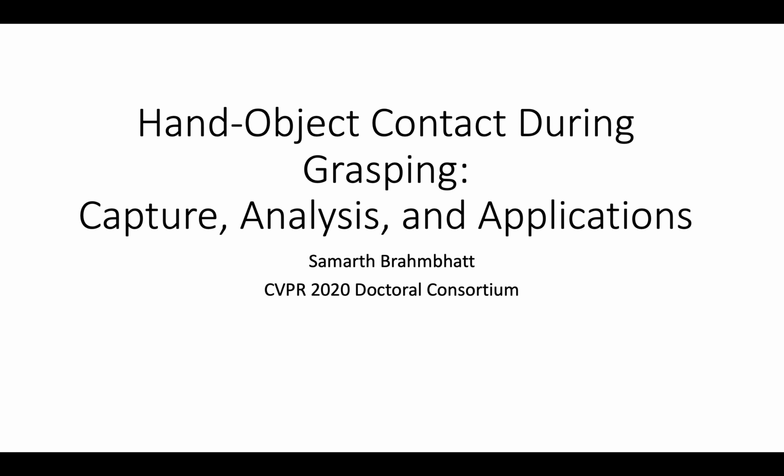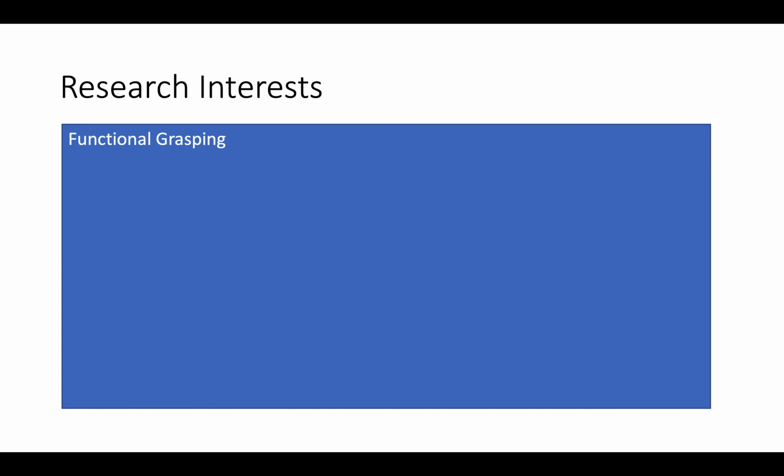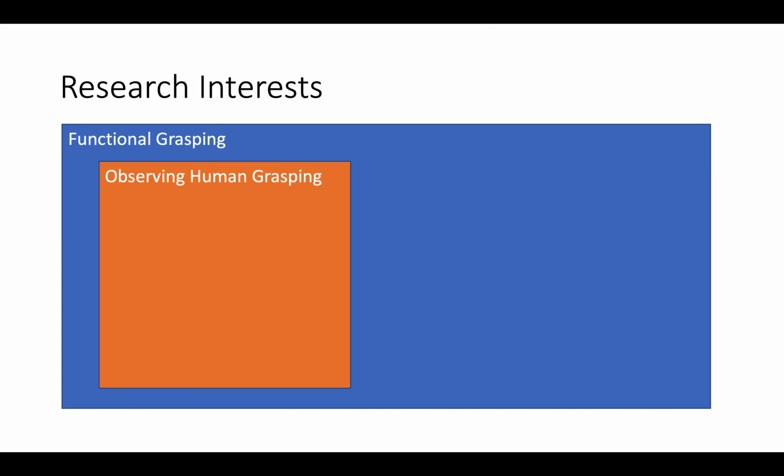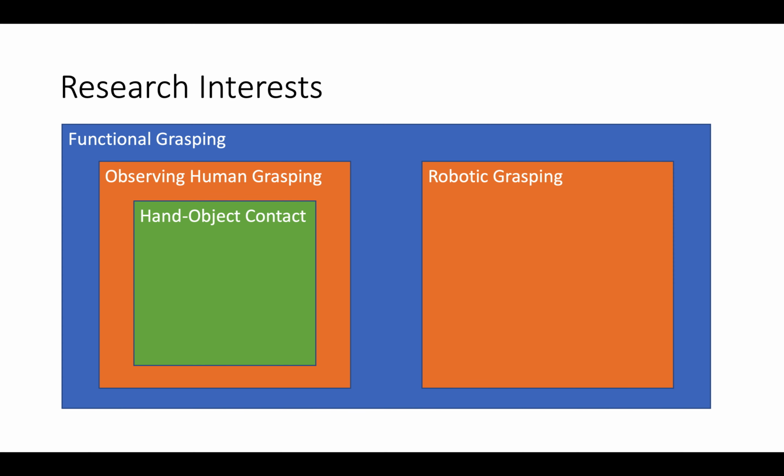Hi, I'm Samad Brahmbhatt, a PhD robotics student at Georgia Tech, and today I'm going to talk about my study on hand object contact during grasping. I've been interested in functional grasping, and my PhD work has focused on observing human grasping behavior from the contact perspective. I also have some work in robotic grasping.